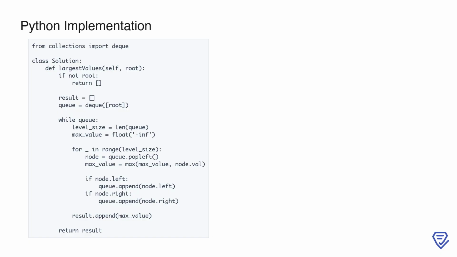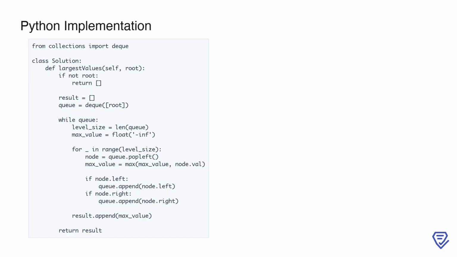Each node is dequeued, and its value is compared with max_value to update the maximum value for the row. If the node has a left child, it is enqueued for processing in the next level. Similarly, if the node has a right child, it is enqueued. 8. Appending maximum value. After processing all nodes in the current level, max_value is appended to the result list. 9. Returning the result. Once all levels are processed and the queue is empty, the result list containing the largest values from each row is returned as the output.